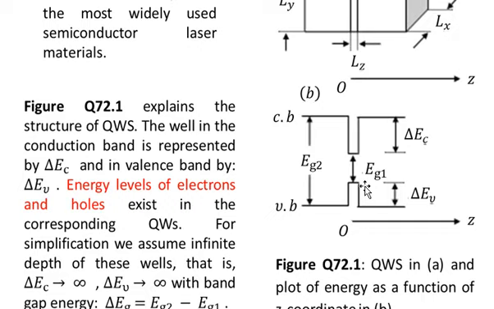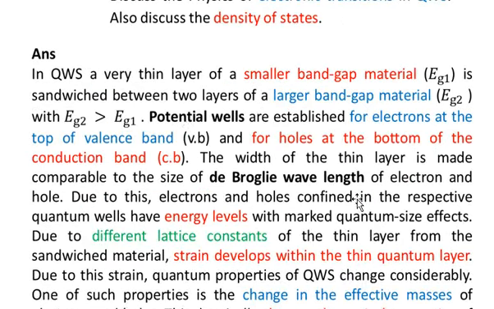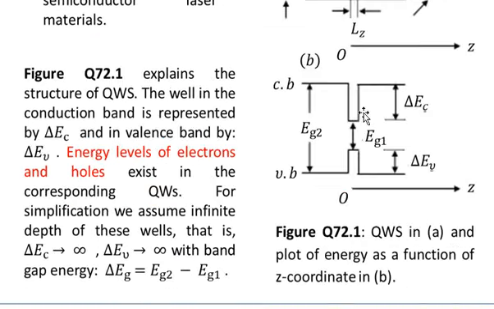And due to this sandwiching of the thin layer of smaller band gap material between two layers of the larger band gap material, what happens? Quantum wells are formed. You can see that there is a quantum well connected with the conduction band and also with the valence band. The height of the quantum well in the valence band is represented by delta EV, and the depth of the quantum well in the conduction band is represented by delta EC.